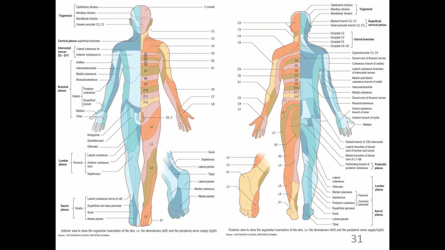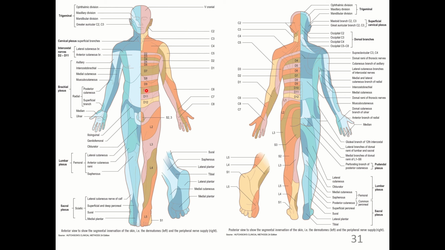This illustration shows the dermatomes. In the illustration on the left, it states that it is the anterior view to show the segmental innervation of the skin, i.e. the dermatomes on the left, and the peripheral nerve supply on the right. So we see that the dermatomes are named after the region of the spinal cord that they are innervated by. And so that is very important.